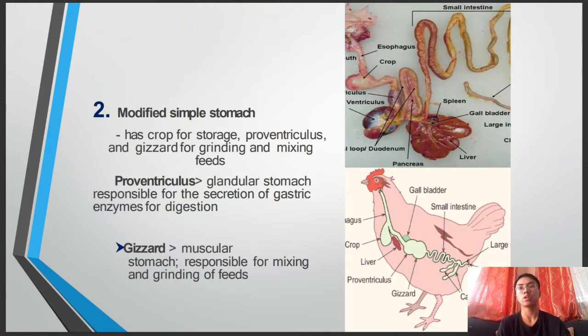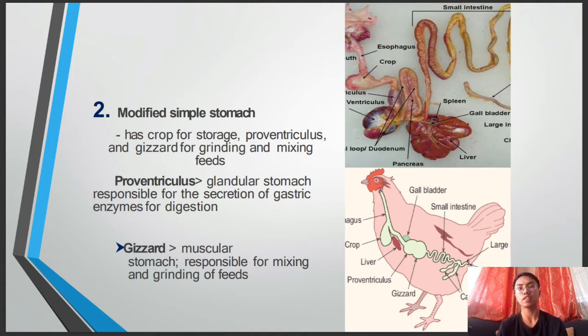Number 2, the modified simple stomach. It has a crop for storage, a proventriculus, and a gizzard for grinding and mixing feeds. Proventriculus, the glandular stomach, is responsible for the secretion of gastric enzymes for digestion. Gizzard, the muscular stomach, is responsible for mixing and grinding of feeds.